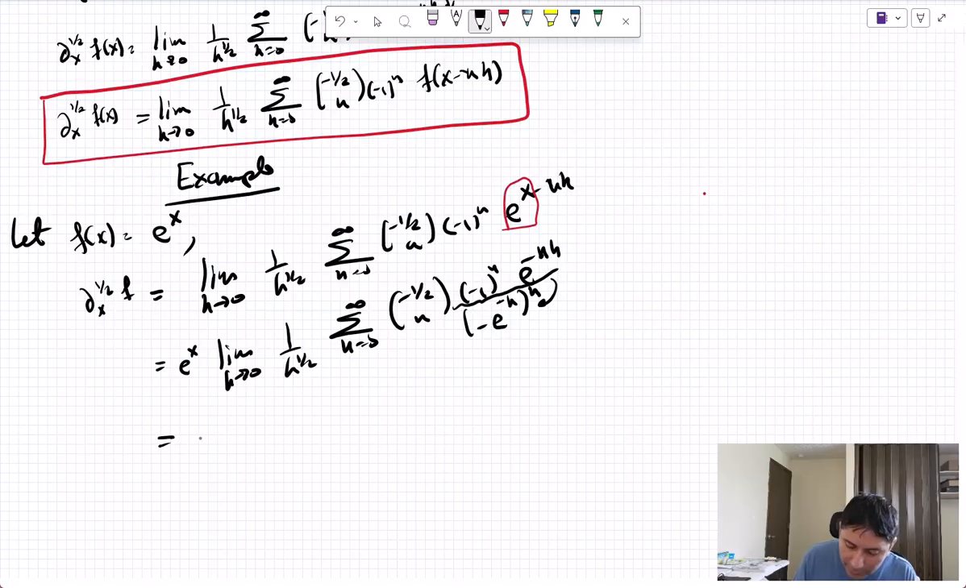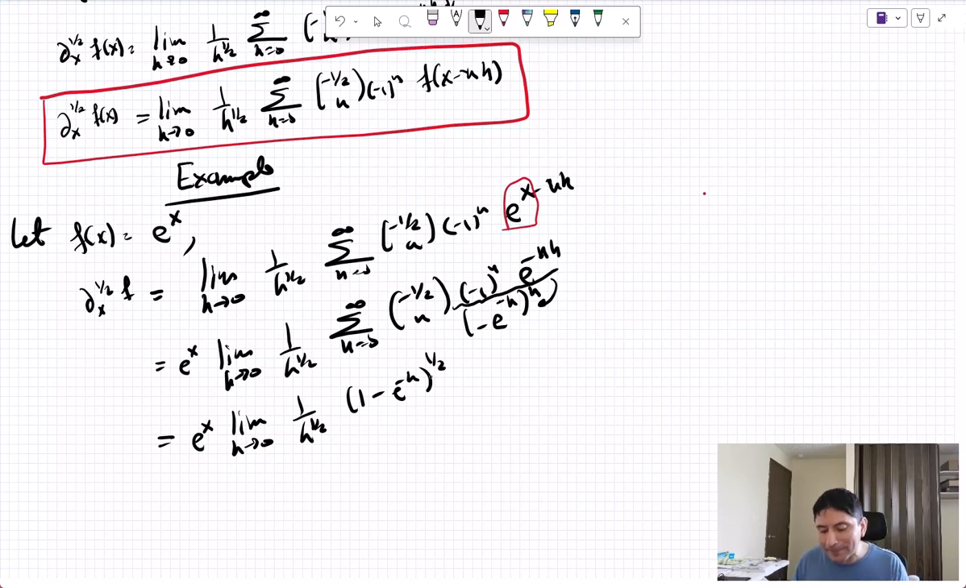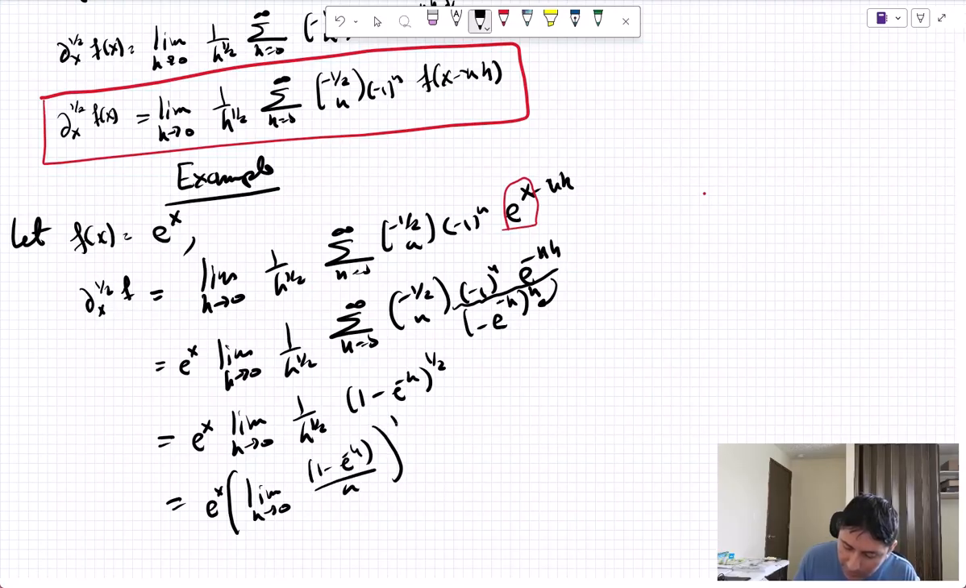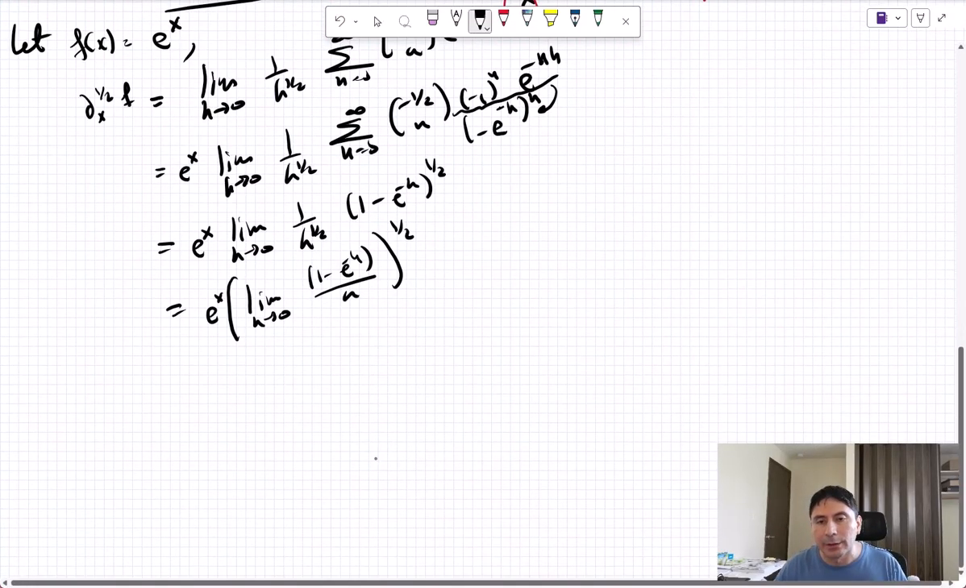So this whole expression right here is nothing else but using the binomial theorem in reverse, (1 - e^(-h))^(1/2), basically, right? Which is the same thing as e^x times the limit as h goes to 0 of ((1 - e^(-h))/h) to the 1/2, by continuity of the limit, right?